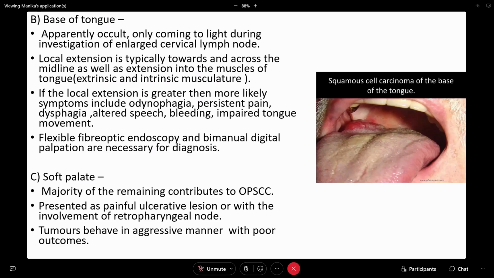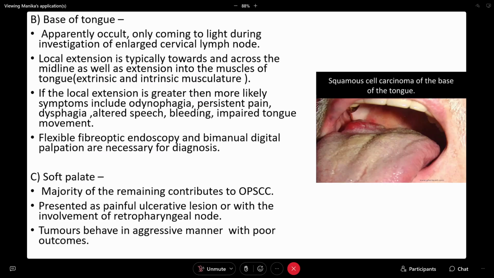If the local extension is greater, then the patient is more likely to present with the symptoms of odynophagia, persistent pain, dysphagia, altered speech, and impaired tongue movements because of the involvement of muscles. Then flexible fiber optic endoscopy and bimanual digital palpation are necessary for the diagnosis of base of the tongue tumors.